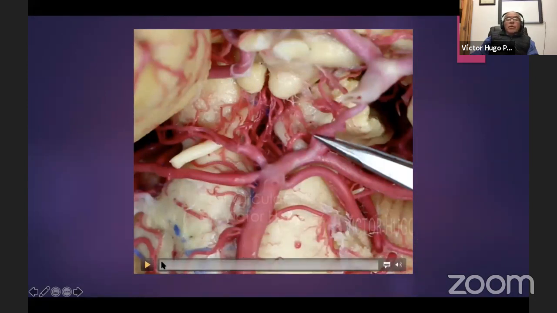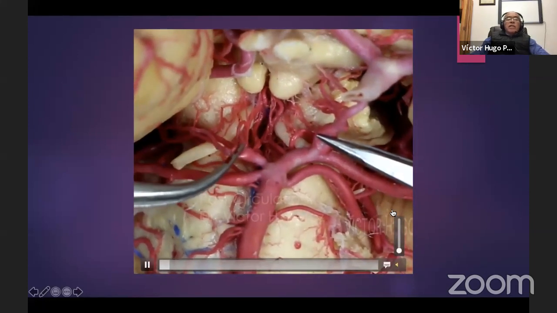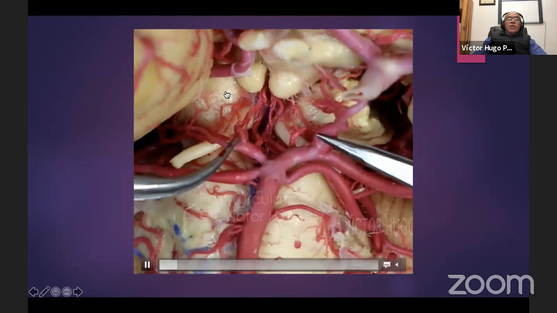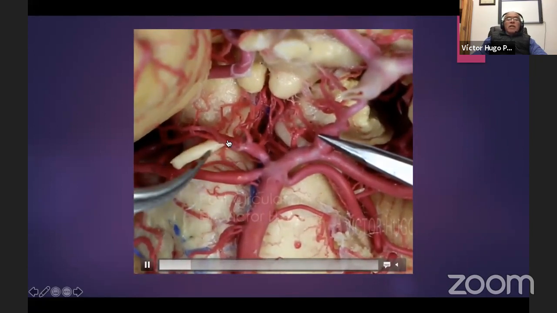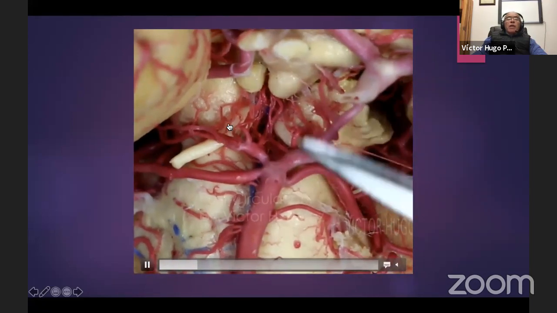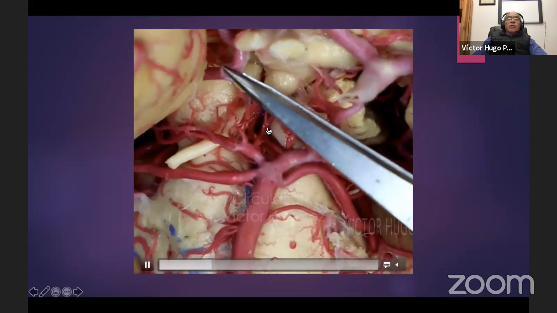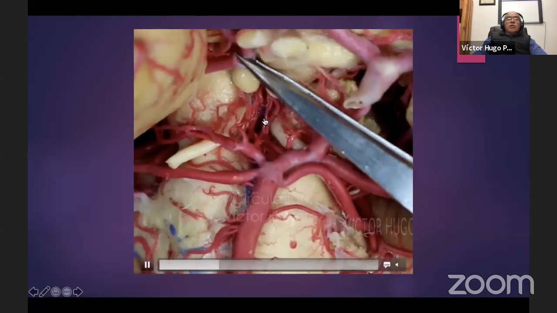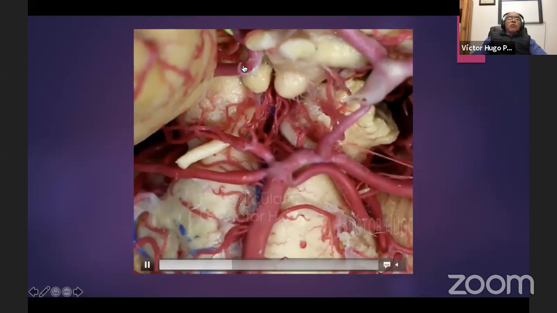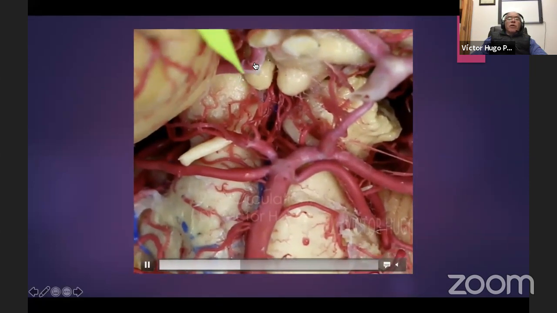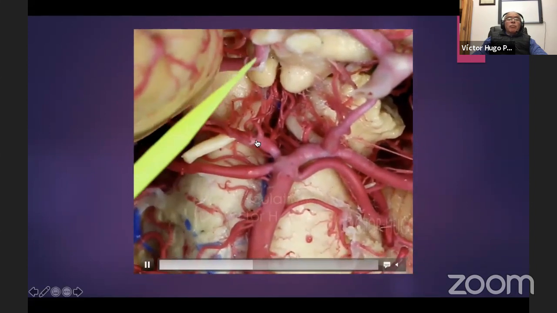So here we have another video in which we can see absence of this posterior communicating artery, and P1 is giving some branches to the brain stem, to the posterior part of this anterior part of the brain stem. This is a posterior communicating artery coming from the supraclinoid carotid artery. This is P1.